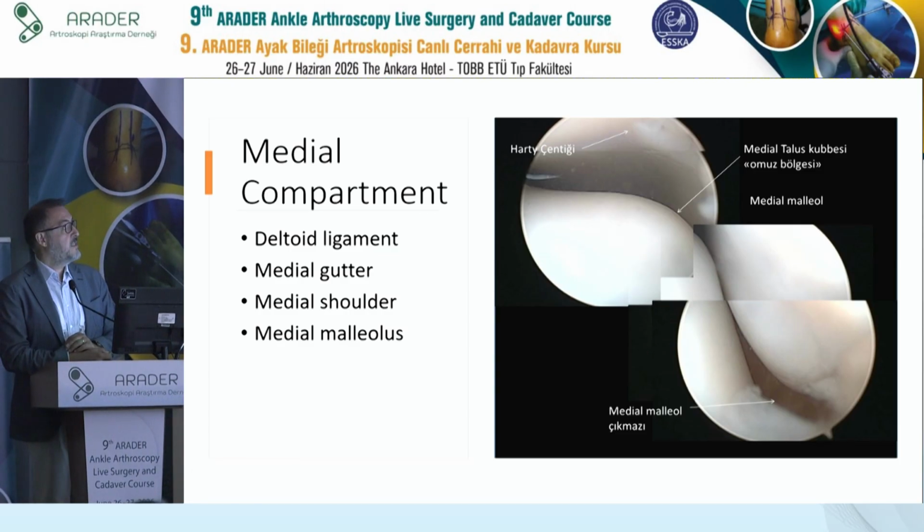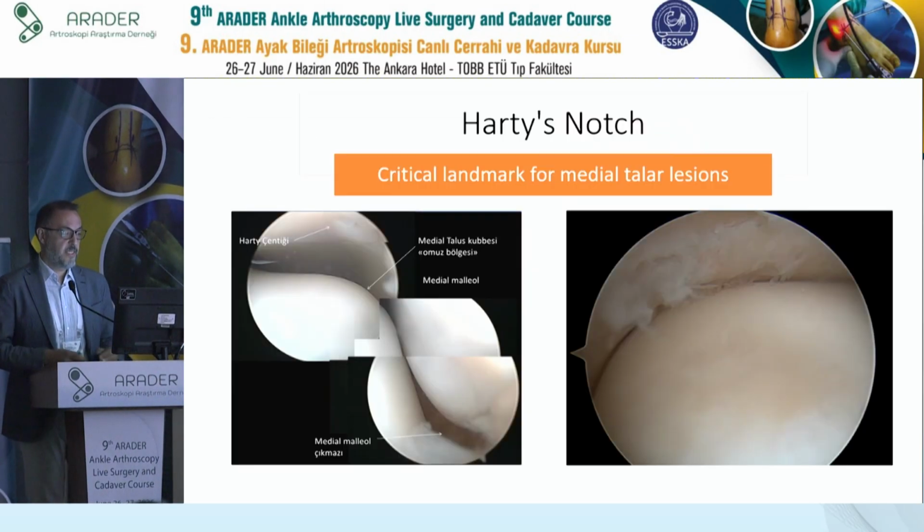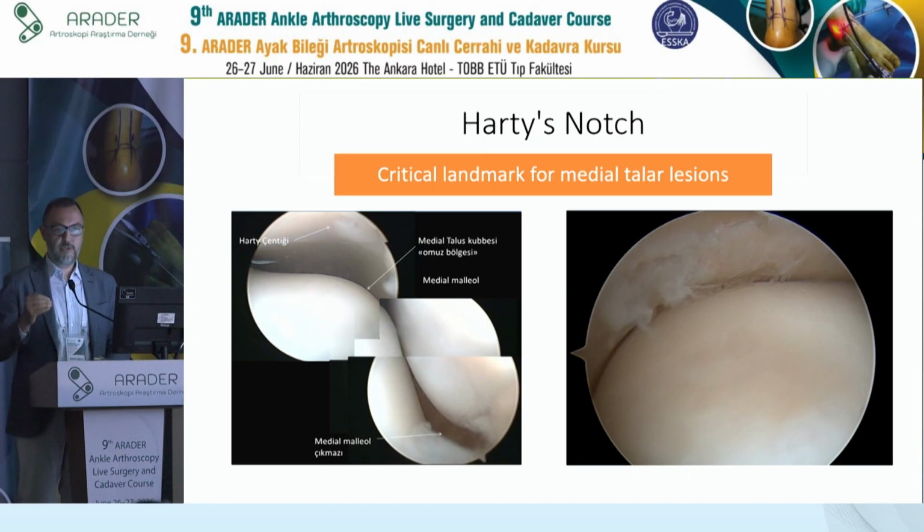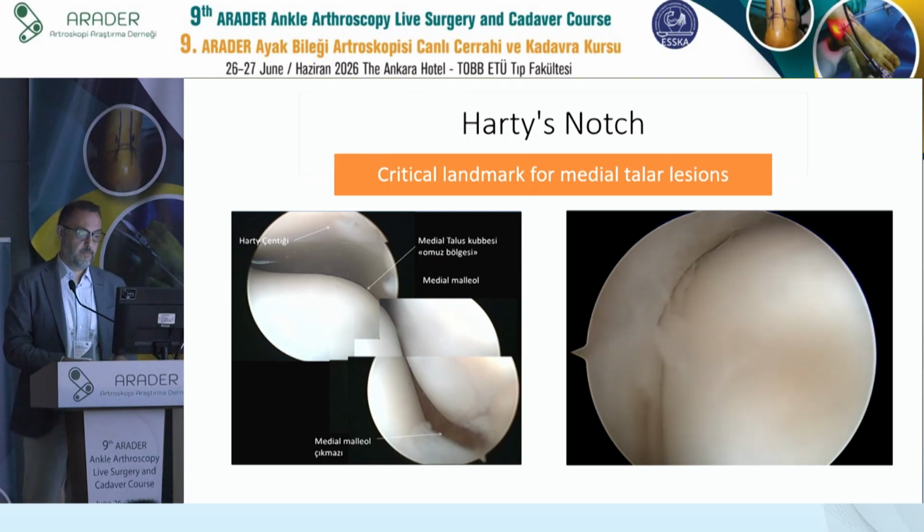and here I think one of the most important things is the Harty notch, which is a critical landmark for our medial talar lesions. So this is some kind of widening on the anterior aspect of the tibia, and here you can introduce your instruments much more easily, and this place is most of the time the OCD lesions, which we see most of the time actually, and this notch makes our surgery much easier.